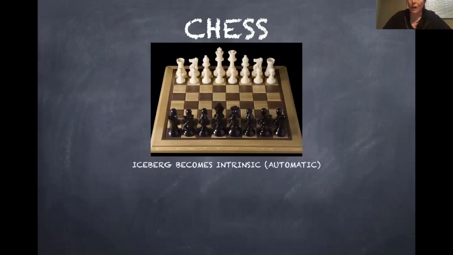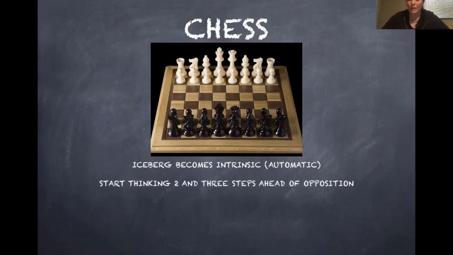So the iceberg now becomes intrinsic. It becomes automatic. You don't have to think about it. It's like riding a bike. You get on and you just do it. Things become automatic. You start thinking 2 and 3 steps ahead of the opposition. You also impact offensively and defensively.